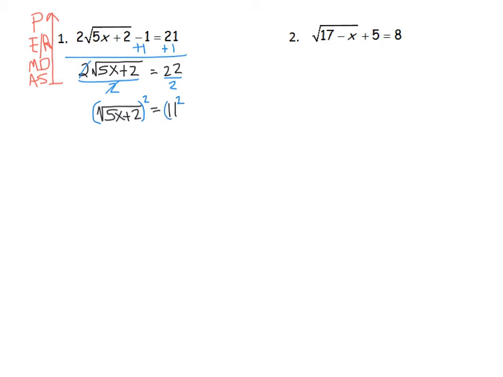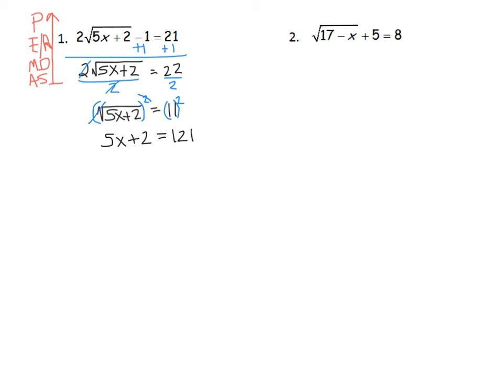Okay, and we might want to think about putting each side in parentheses and squaring it. So this side here, what happens is the square root and the square cancel each other out. So the square root and the square are gone. And we have 5x plus 2 left on the left-hand side. And 11 squared is 121.